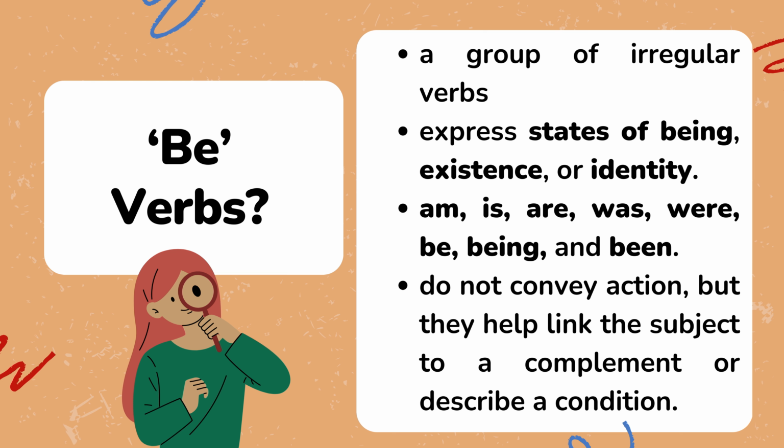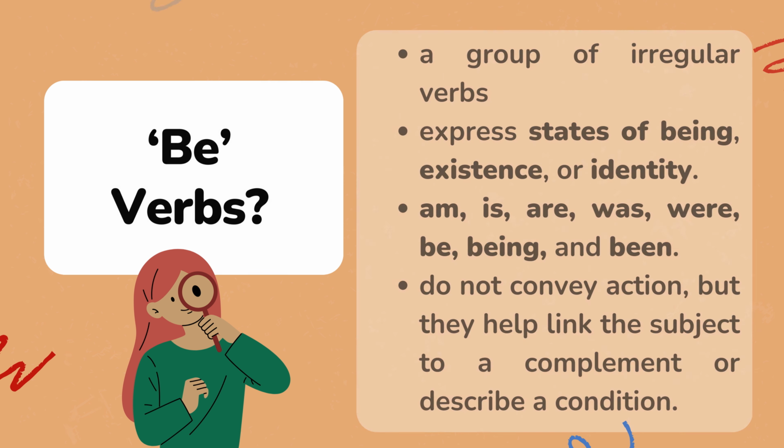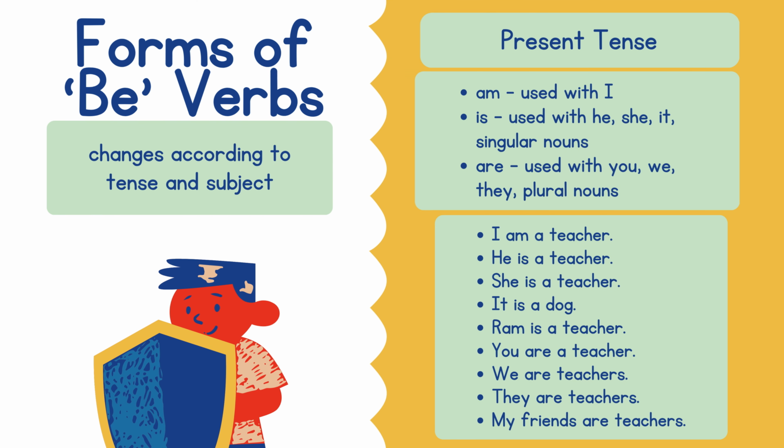Unlike action verbs, be verbs don't express an action. Instead, they link the subject of the sentence to a complement or describe the condition of the subject. Now let's explore the forms of be verbs and how they change according to tense and subject.